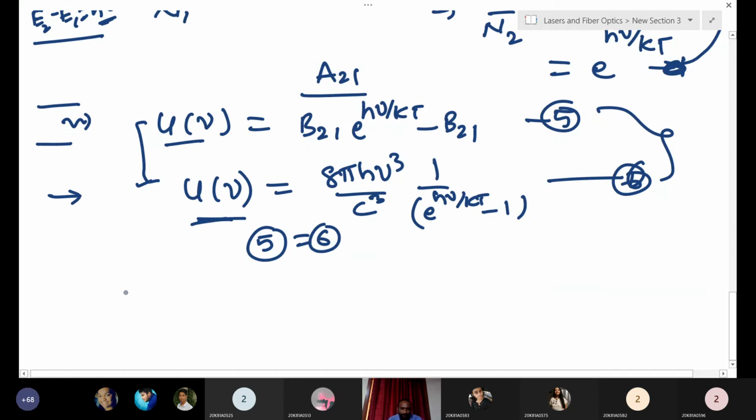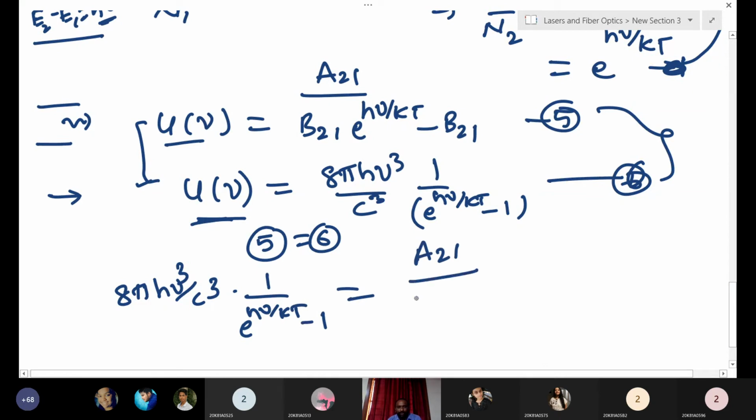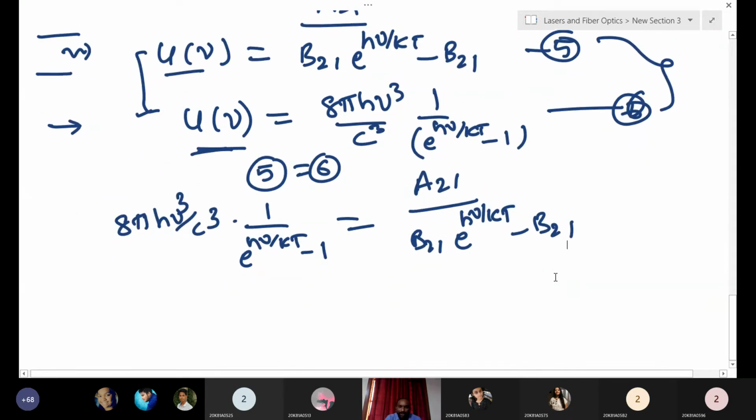Once you equate them, 8 pi h nu cube by c cube into 1 by e to the power of h nu by kT minus 1, on the right hand side also u of nu is A21 by B21 divided by e to the power of h nu by kT minus B21. So what is the difference? Here minus 1 is there, here minus B21 is there. How will you rewrite this one like that? For that you have to take B21 common, or divide numerator and denominator with B21, then this turns out as the left hand side. So I am dividing with B21.